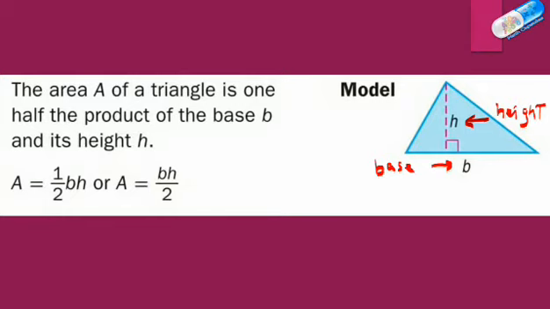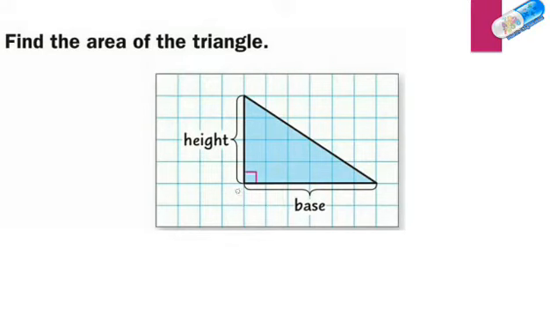So the only difference between the area of a parallelogram and the area of a triangle is just that we multiply by half. Example: find the area of the triangle. Here we have a triangle drawn on this grid paper. So again, we can count the squares that form the base and count the squares that form the height to get the formula.